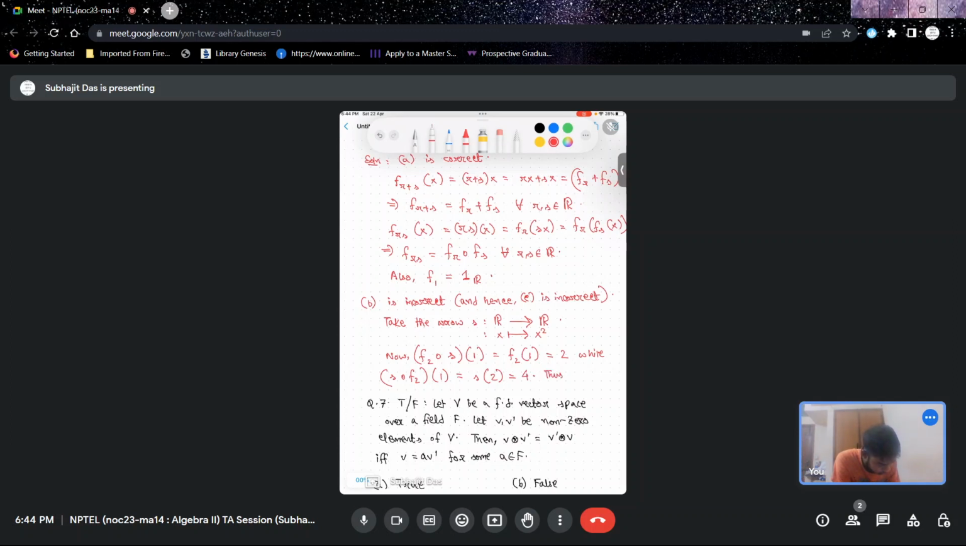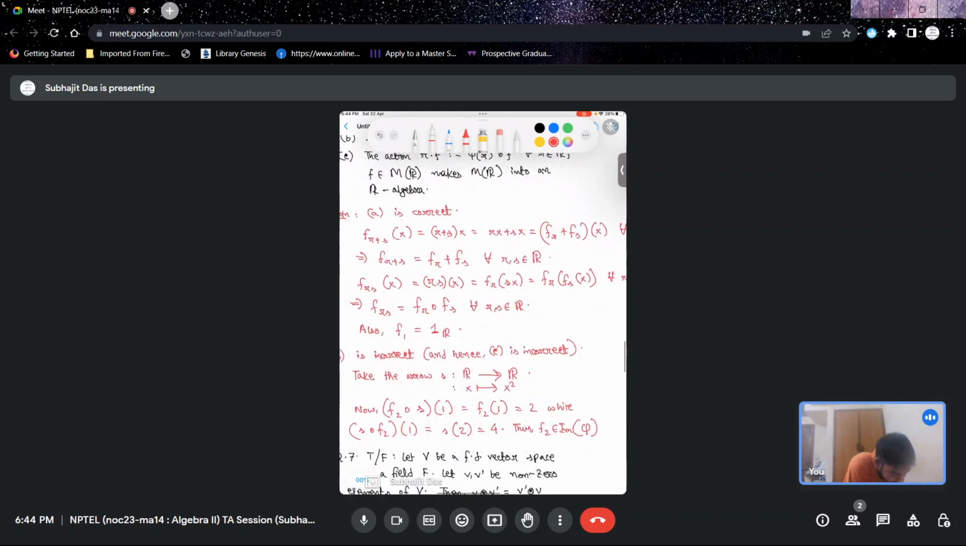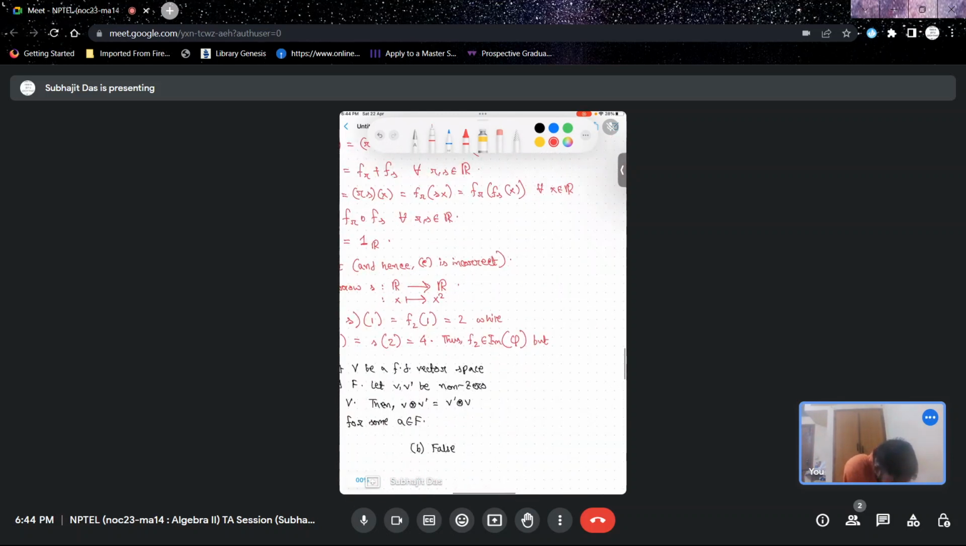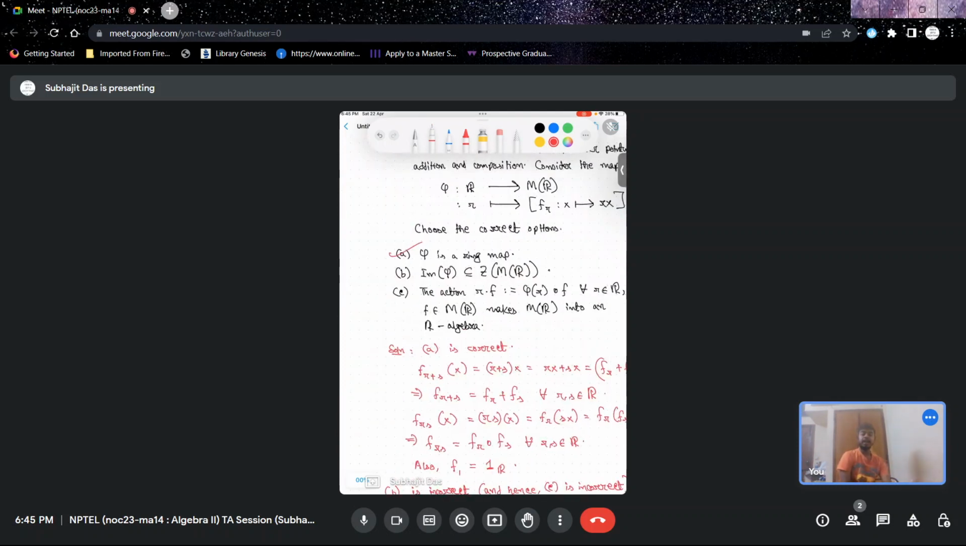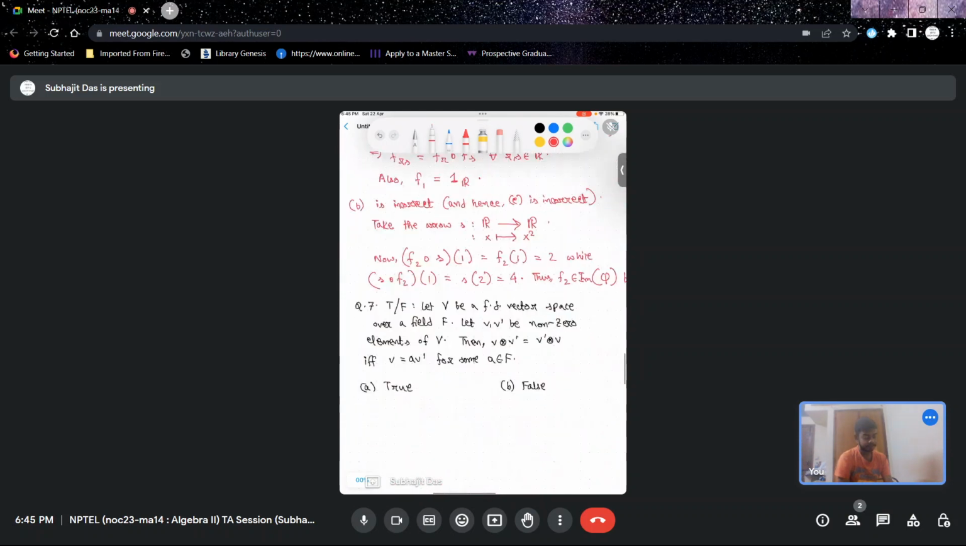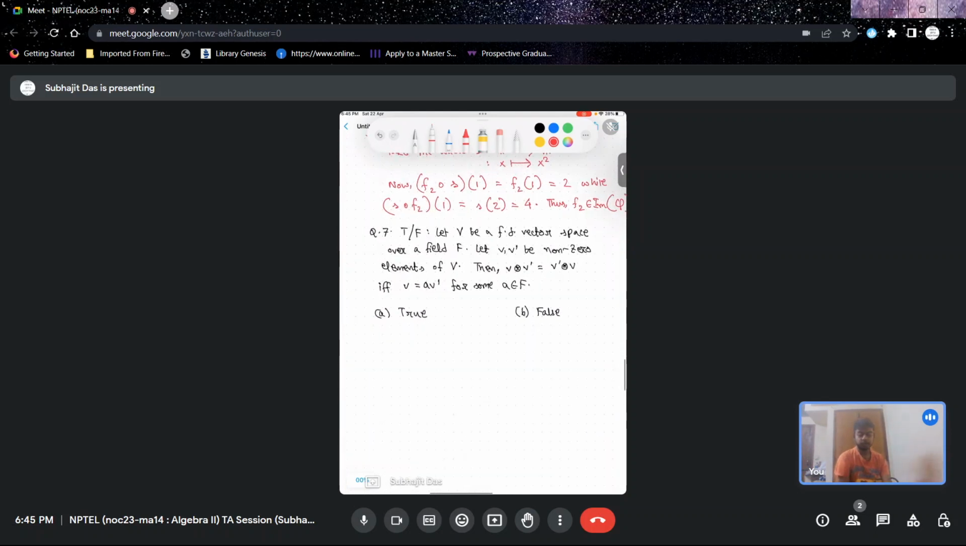Thus f_2 belongs to im phi, but f_2 is not in the center of End(R), because it clearly doesn't commute with the element S in End(R). So B is incorrect, and therefore C is also incorrect. Okay, so let us move on to our next problem.